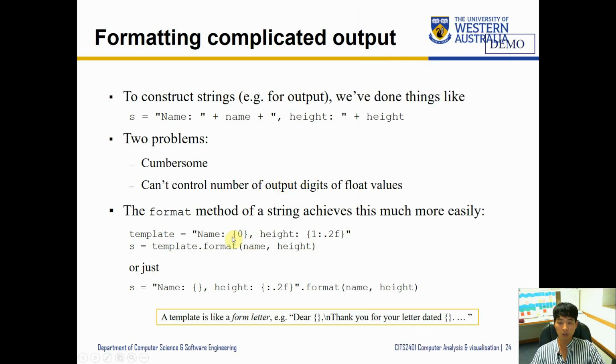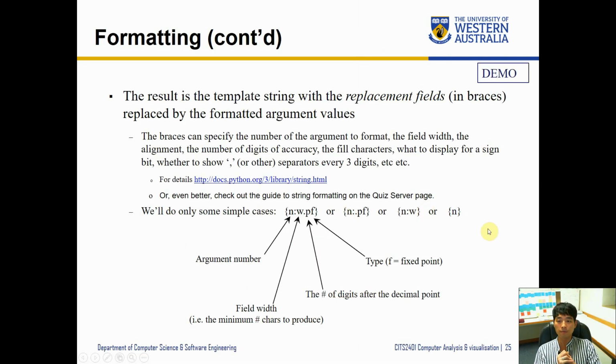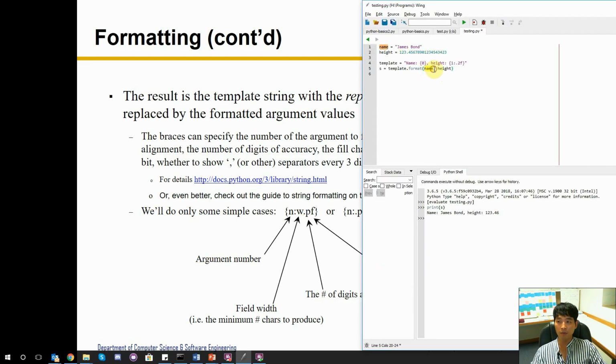So what do these curly brackets, the numbers, the colons, and the dots and f mean? Well, that's explained right here. We have a few different arguments that go into the string, and you can specify how you want to format this inside the curly brackets. We have 4 components that you can format it with. The first one is the argument number, which means the location inside the format method. So here, the name is at index 0, height is at index 1, hence we placed 0 here and 1 here.